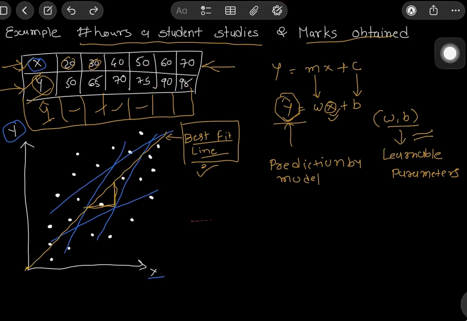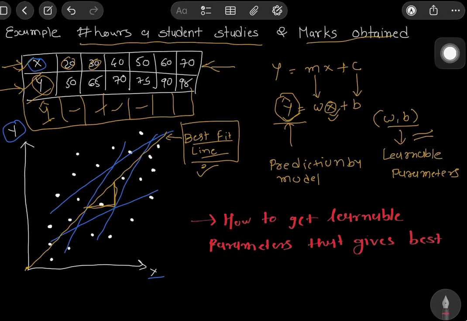Now the question is how do we find the best w and b that will give us the best fit line? Once we have that w and b, we will have our y hat calculated based on that, and that y hat will be very close to our true y value. So basically we will be mimicking the true output value using our selected w and b.